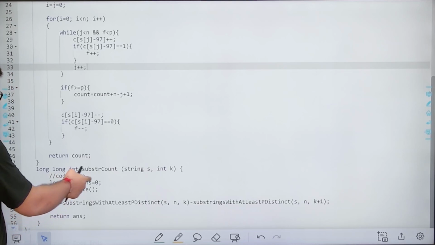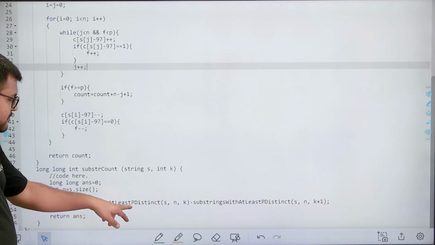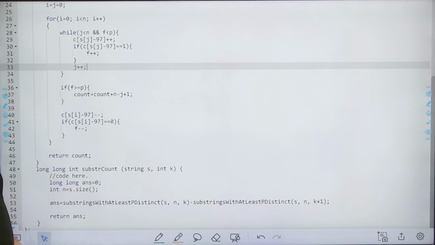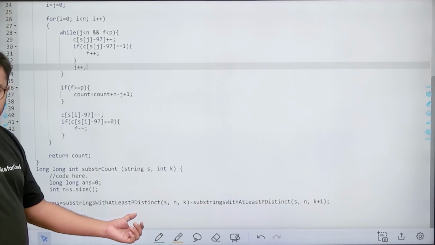So what I have done is I have taken one variable, answer, initialized at 0, and n as the length of the string. The answer equals the substrings with at least p number of distinct characters. This is the name of the function. So it basically counts the number of substrings with at least p distinct characters.